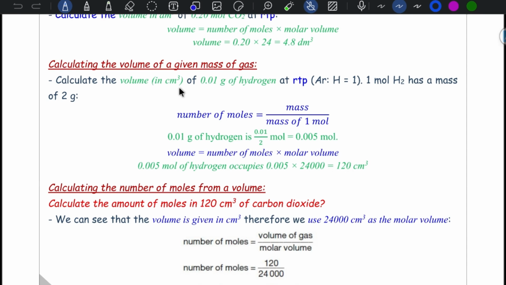He asks about volume in cubic centimeter, so volume is equal to number of moles multiplied by molar volume, which is 24,000 this time because he wants volume in cubic centimeter. So 0.005 multiplied by 24,000 will give 120 cubic centimeter.